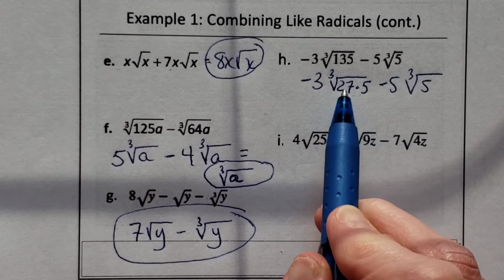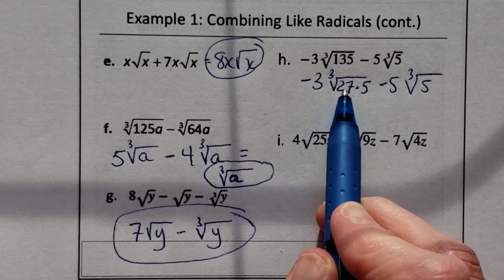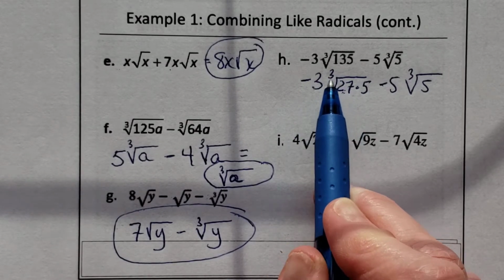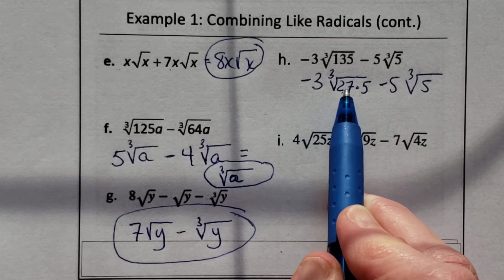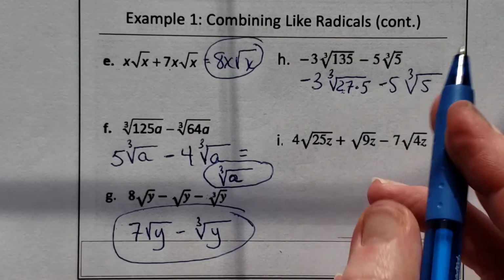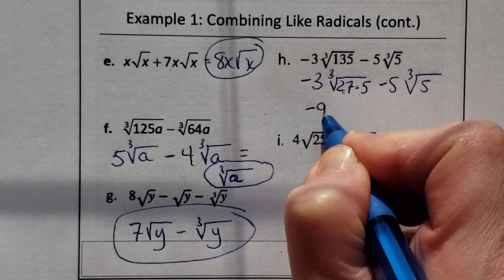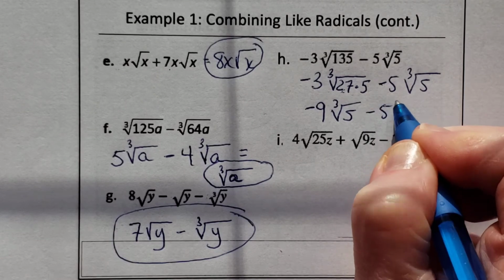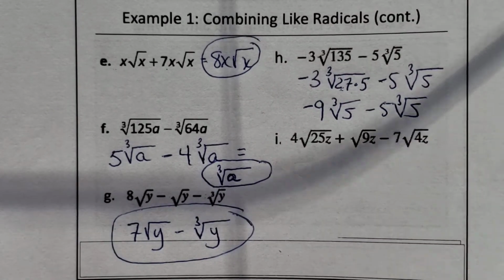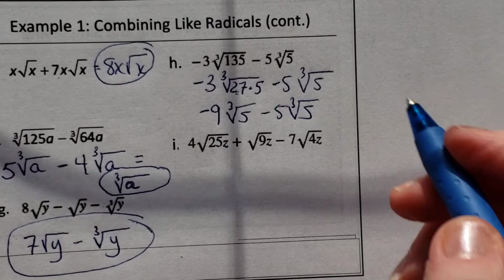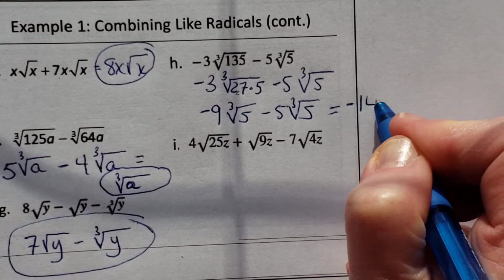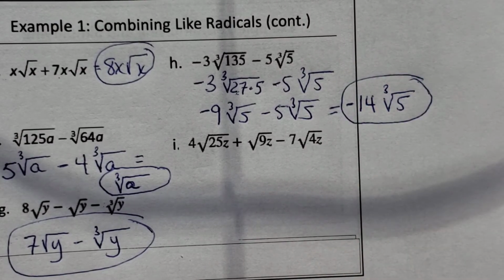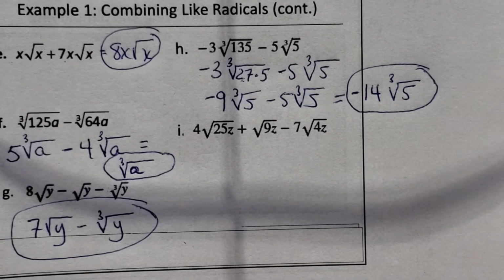All right, so the cube root of 27 is 3. So 3 would come out of the radical, but then I have to multiply 3 times negative 3. 3 times negative 3 is negative 9 cube roots of 5 minus 5 cube roots of 5. So negative 9 combined with negative 5 is negative 14 cube roots of 5. So that's the final answer, negative 14 cube roots of 5.